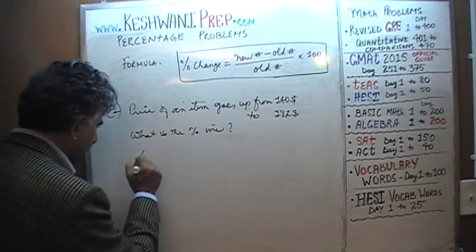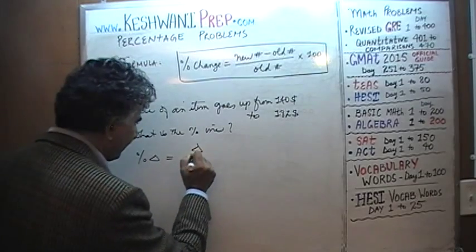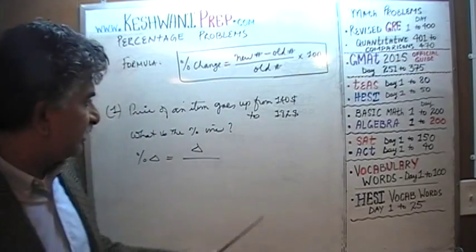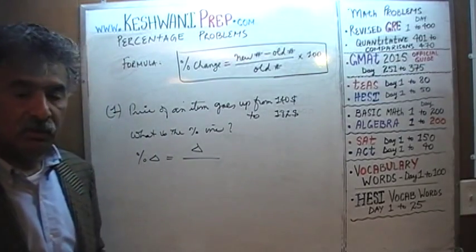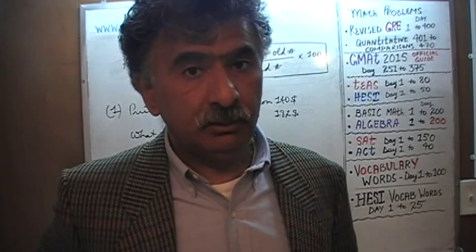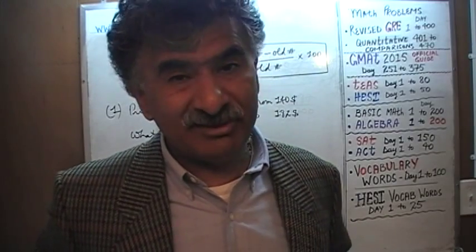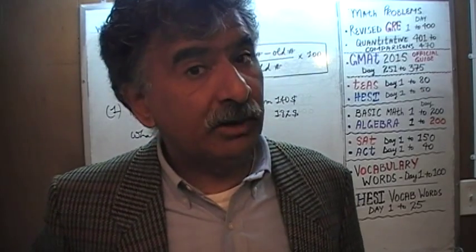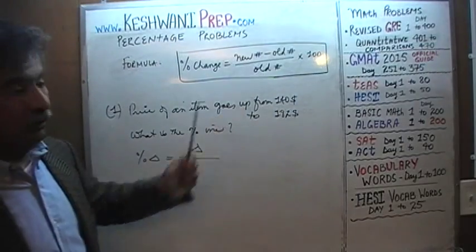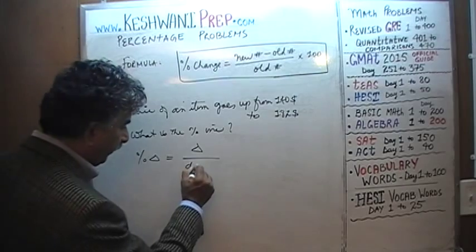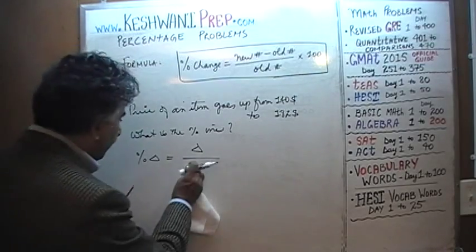So percentage change here is simply the change that we have. But the question is, change compared to what? We know how much it has changed, from 140 to 182. It has changed this much compared to what? The answer always is compared to what it used to be, not compared to what it is now. Nobody says how much has it changed compared to what it is now. That makes no sense. How much has it changed compared to what it used to be? Well, what it used to be is the old number, the number that we start out with. So we take our change and we divide it by the old number.